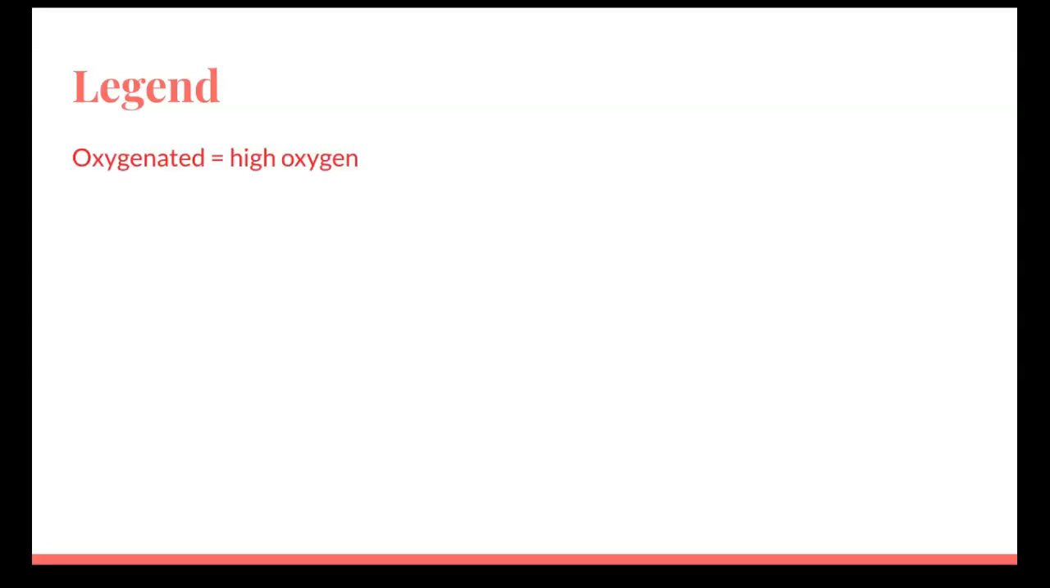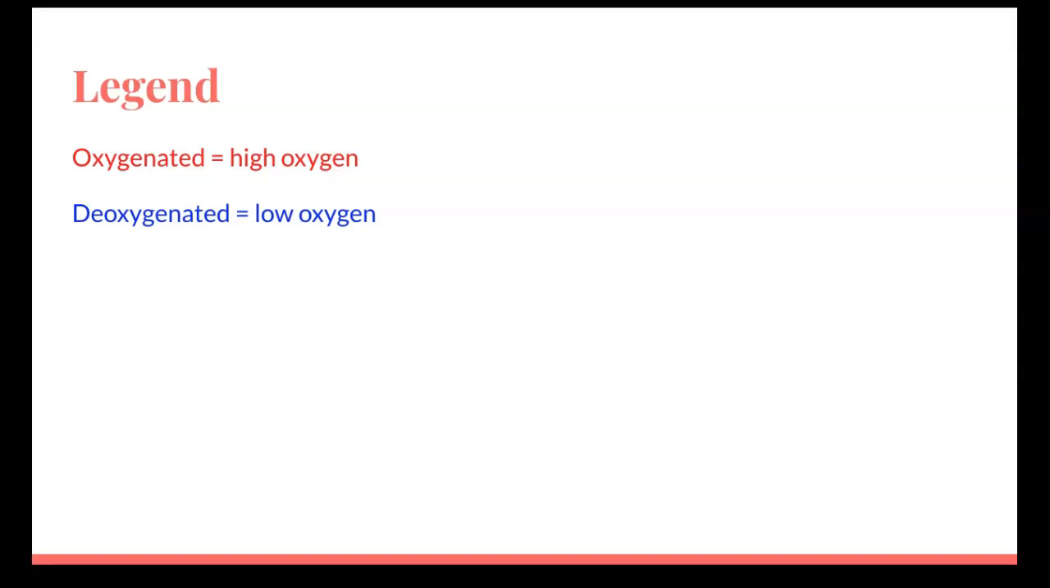So before we begin, I just want to mention that if you see anything in red in this video, that means that it is describing blood that's oxygenated, which just means that it has high amounts of oxygen. If you see anything in blue, that means that the blood is deoxygenated or it has low amounts of oxygen or high amounts of carbon dioxide.